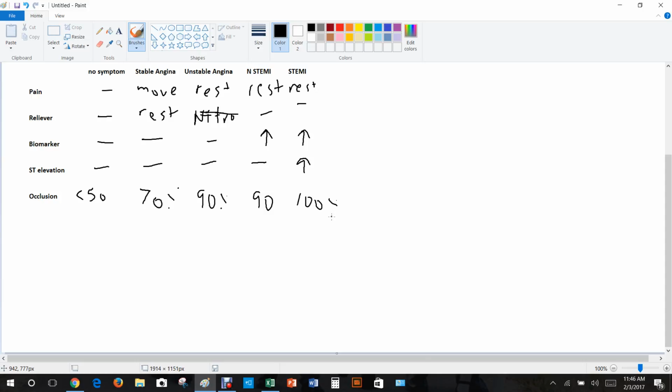And you kind of classify these three here as something called demand ischemia. So based on how much demand you have on the heart is how ischemic it's going to be. But this one is a supply, which means it's not being supplied with blood. It's totally cut off, okay?